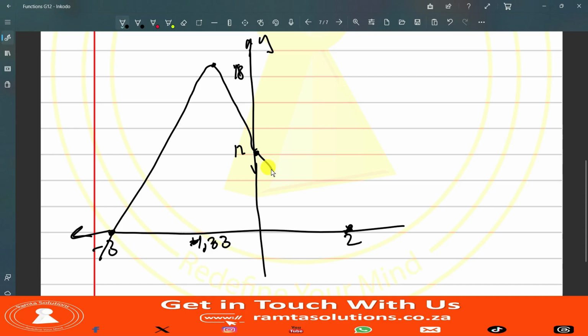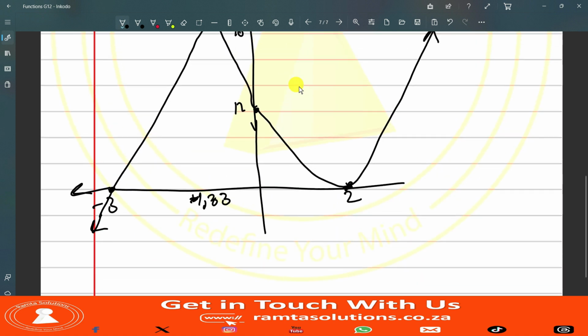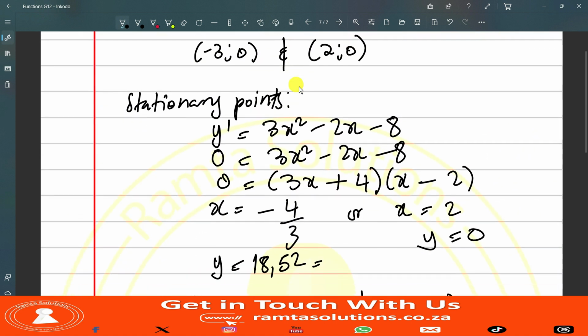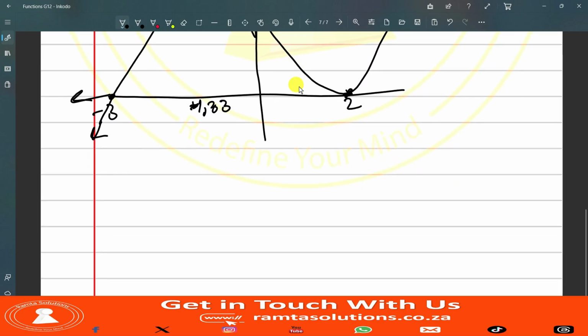Let's see now. So this is your cubic, right? This is your cubic graph. Now let's go to your quadratic.